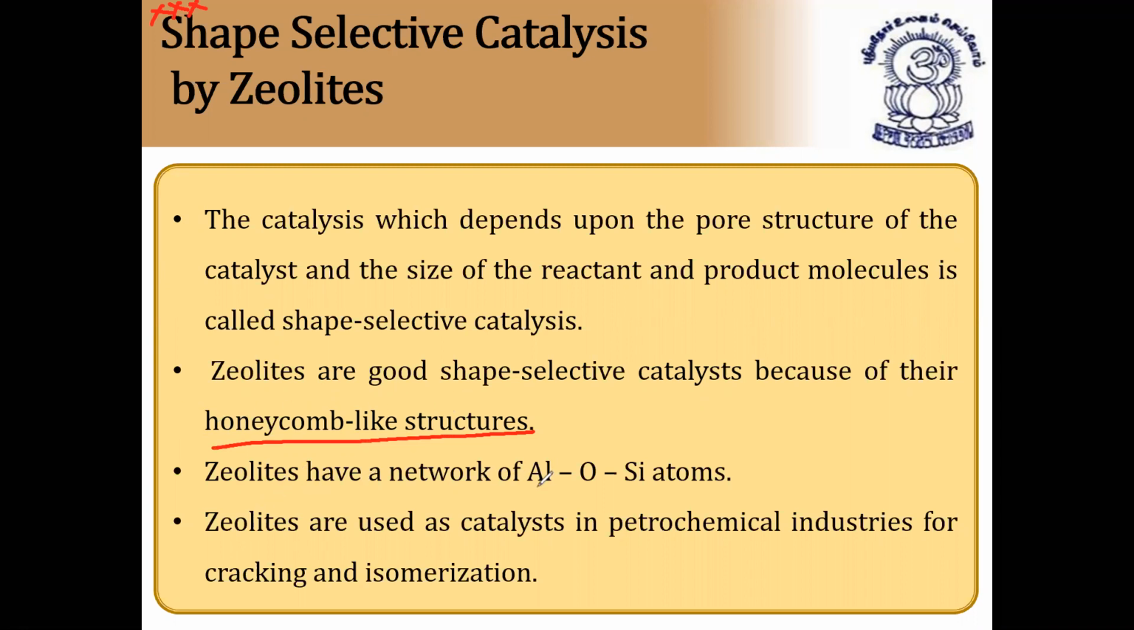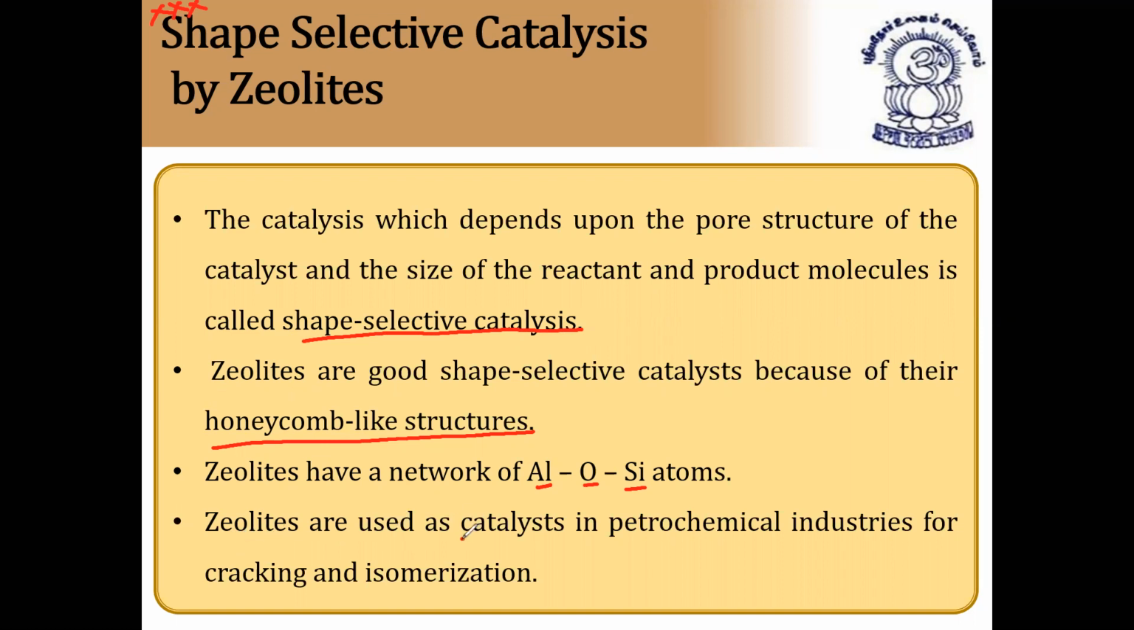Zeolites have a network of aluminum, oxygen, and silicon atoms. These three together combine to form zeolite. Zeolites are nothing but shape selective catalysts. Depending on the molecules, because of their honeycomb-like structures, the adsorbed molecules will get absorbed on the zeolites. That's why they are called shape selective catalysts.